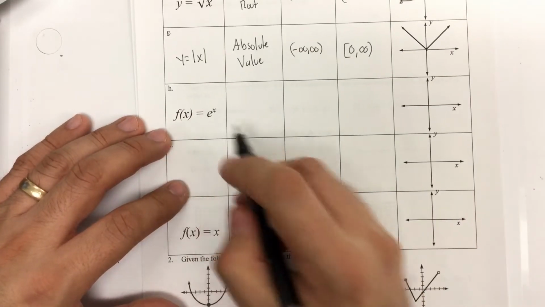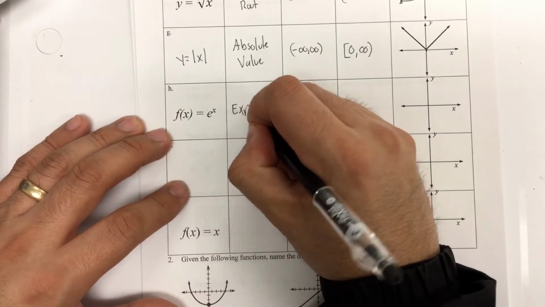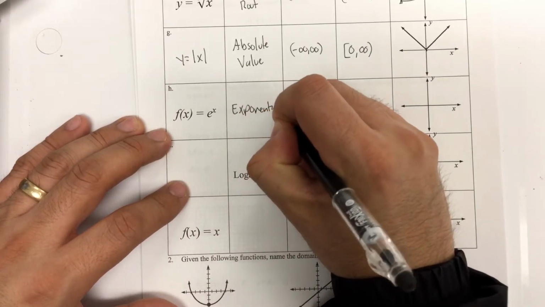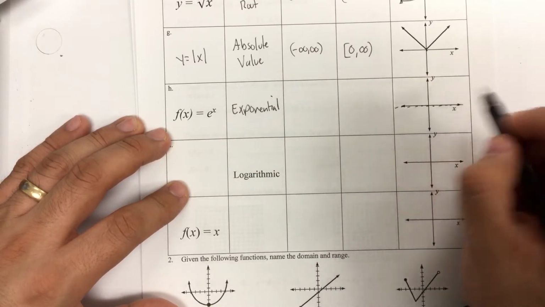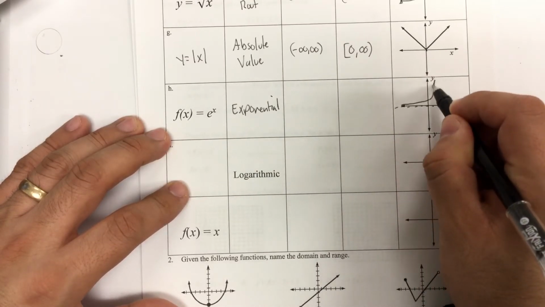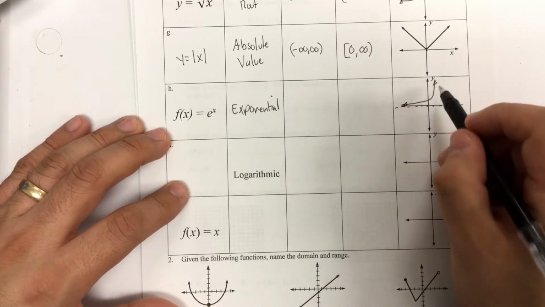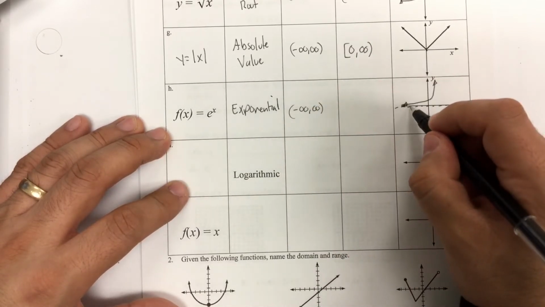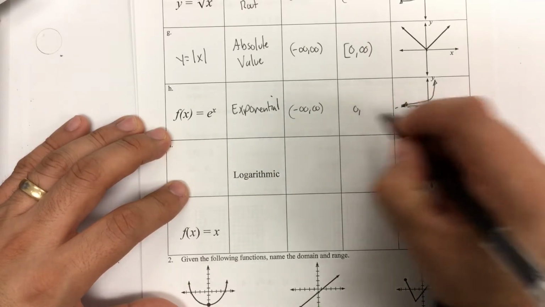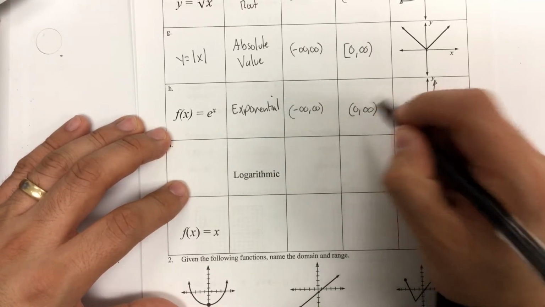This is e to the x, that's exponential. The graph has an asymptote on the x-axis, and it starts small and gets big quick. So the domain is all real numbers, so negative infinity to infinity. And the range is from 0 to infinity, but that asymptote we don't include because you're not crossing or touching it, so parenthesis on 0 to infinity.